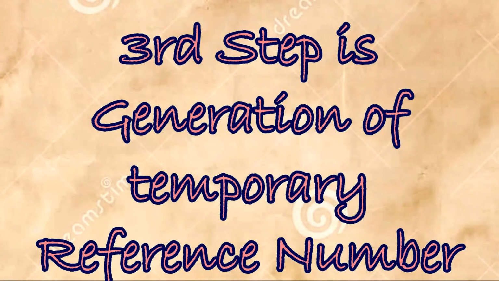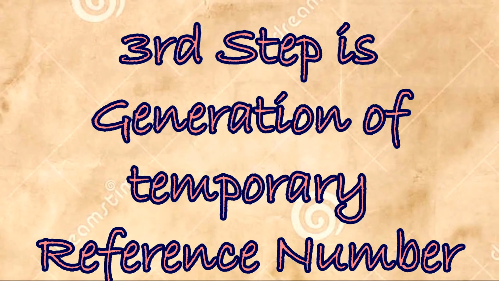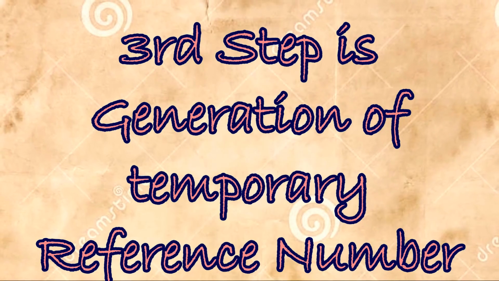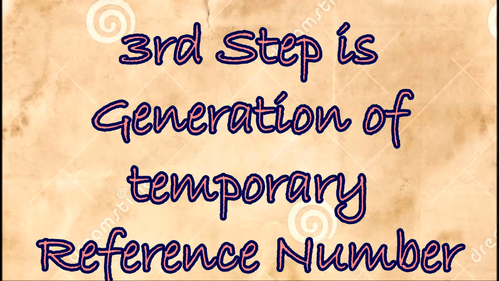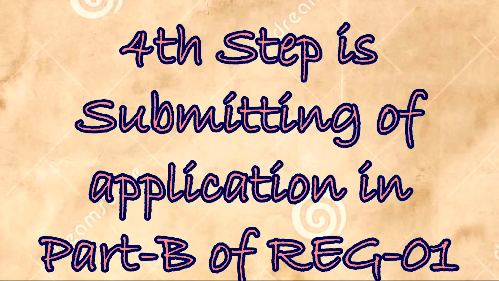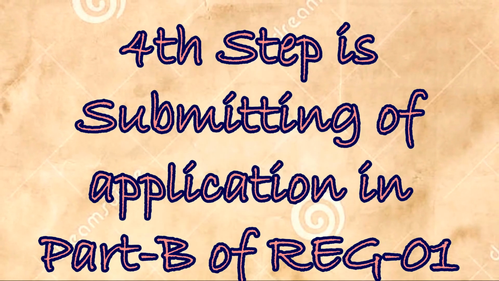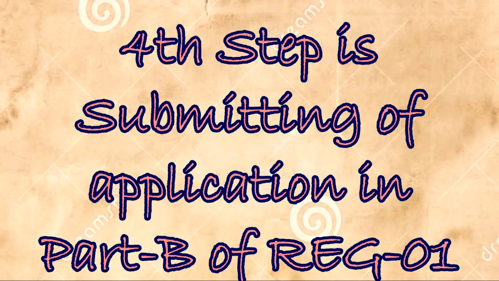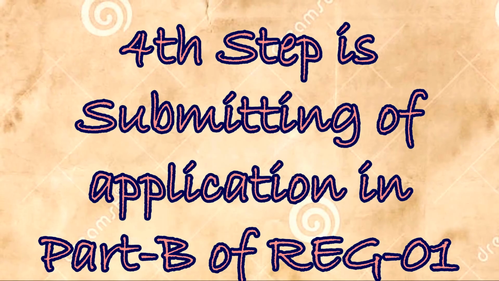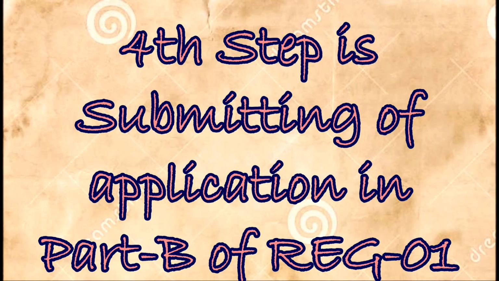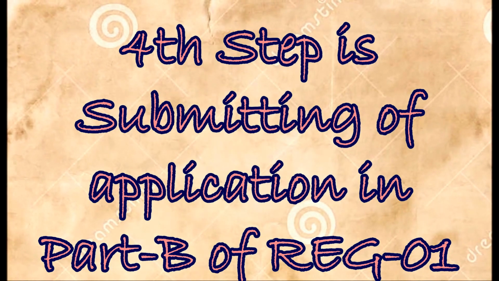In the third step, after PAN validation and verification of mobile number and email ID, a temporary reference number will get generated. In the fourth step, we will submit our main application in part B of form GST REG 1. All details which are required to fill in part B of form REG 1 are required to be submitted along with the required documents. We will see what kind of documents we have to attach with this part B of REG 01.